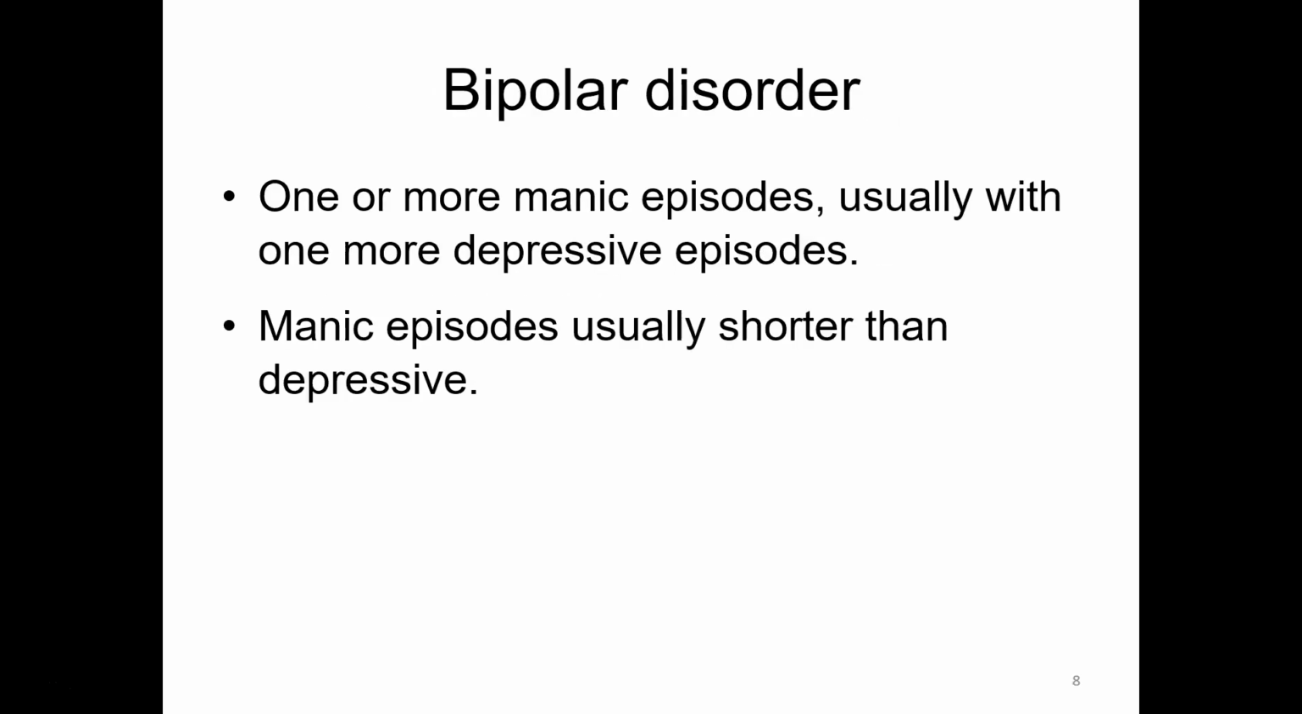Bipolar disorder typically will have one or more manic episodes, usually with one or more depressive episodes. Bipolar episodes last several months, so these cycles happen maybe once or twice per year. You can have rapid cycling, but that just means that the depressive episodes and the manic episodes will be shorter, as you will have more of these cycles throughout the year. Generally, the manic episodes do tend to be shorter than the depressive episodes.